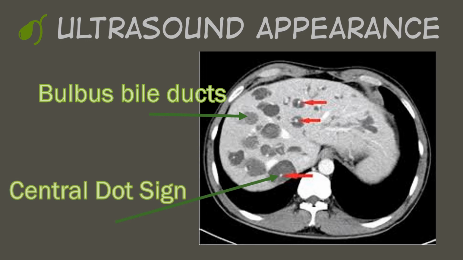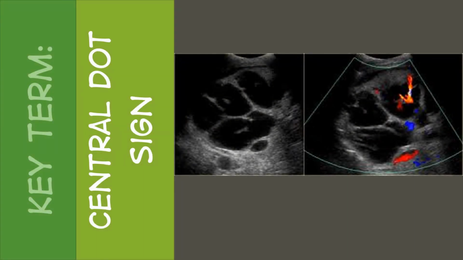You'll also notice that there's a little white dot in the center of all of these bulbs. This is called the central dot sign. The central dot sign is one of our key terms, and that little white dot that appears in the middle of our cyst is actually the hepatic artery. So when we see cysts throughout the liver with a central dot, central echogenic area, and if we put color on it, we get blood flow within that dot, that will help to solidify the diagnosis of Caroli's disease.